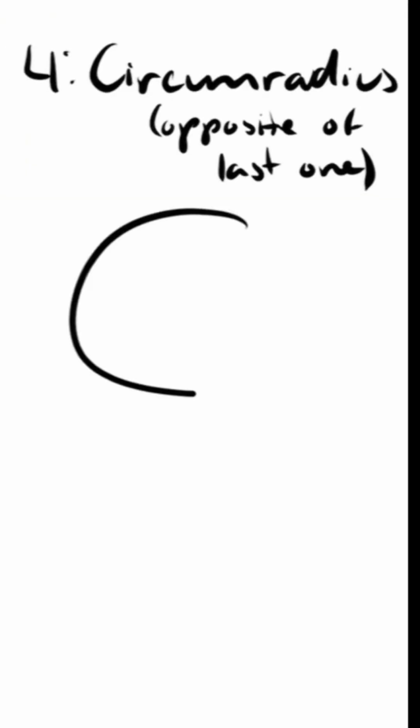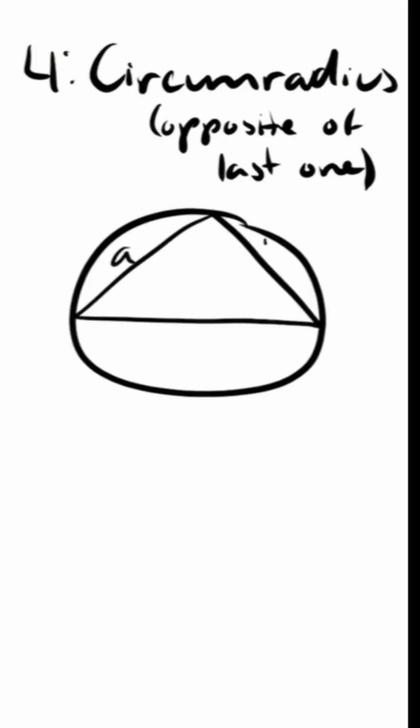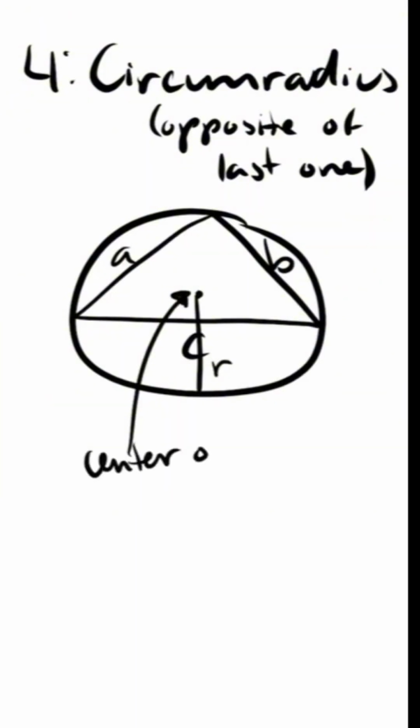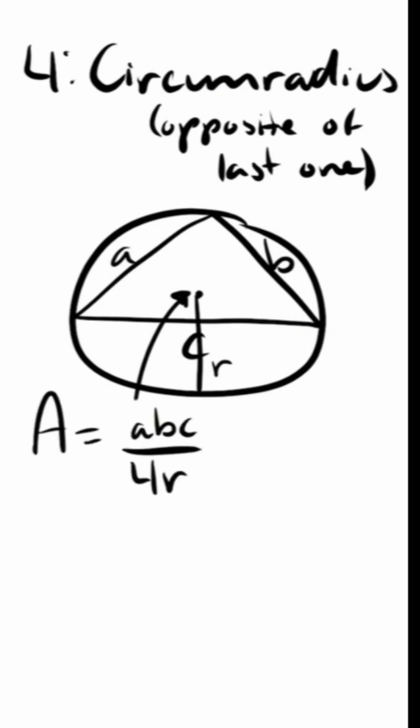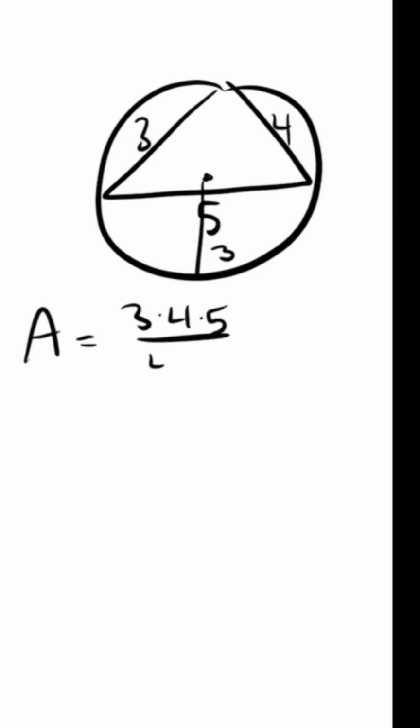The fourth way to find the area would be using the circumradius, which is kind of the opposite of the last one. And so this would be if we have a triangle inscribed in a circle, and if the sides of the triangle are A, B, and C, the radius of the circle is r. The area of the triangle would be ABC divided by 4r. So for example, if we have a triangle inscribed in a circle with sides 3, 4, and 5, and the radius of the circle is 3, the area of the triangle would be 3 times 4 times 5 divided by 4 times 3, which would cancel out to get 5.